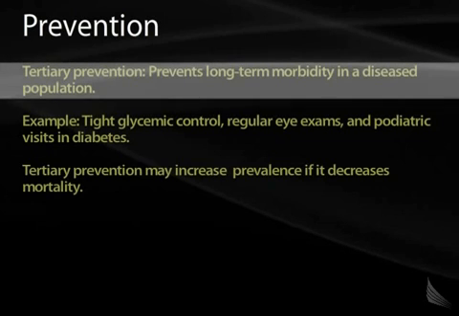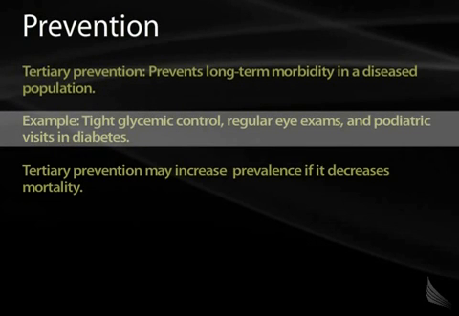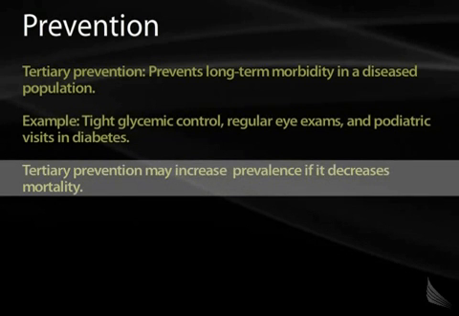Tertiary prevention looks at people who already have the disease and attempts to minimize the morbidity associated with the particular disease. For example, in diabetes, we know that tight glycemic control, regular eye exams, or podiatric visits can decrease some of the complications of diabetes. None of these will alter the incidence of diabetes. However, since some of these interventions may lengthen the lifespan of people with the disease, it may actually increase the prevalence only if mortality is decreased.